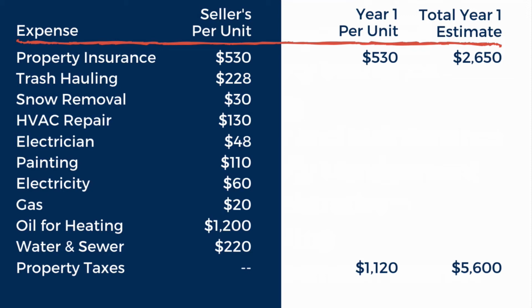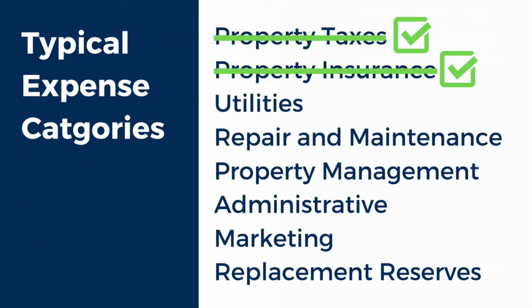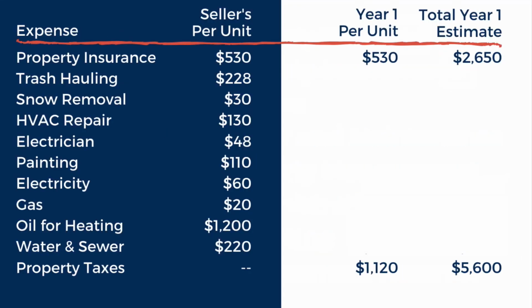I decided to use what the seller gave us, but I just as easily could have used the $250 or $350 per unit that I typically see for this type of property. Moving on to the next one, utilities. There are several utilities identified here.